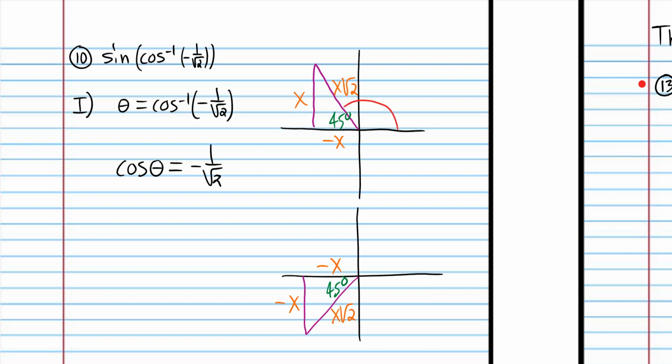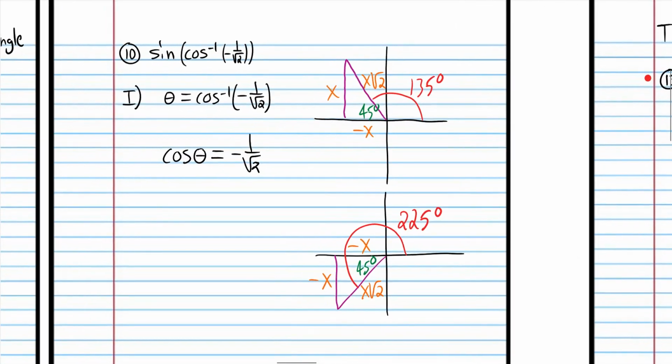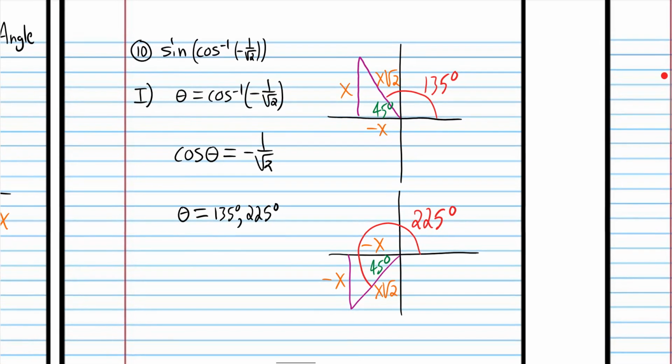And this angle is going to be 135 degrees, and this angle is going to be 225 degrees. Notice that neither of our angles are equal to the actual reference angle. So theta is going to be equal to 135 degrees or 225 degrees if we're looking for the measure of angles between 0 and 360. But we're not doing that. We're just trying to evaluate cosine inverse as a standalone term.